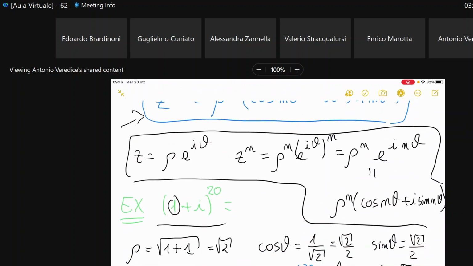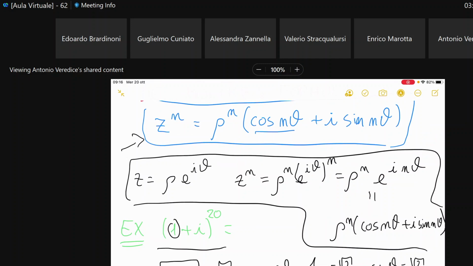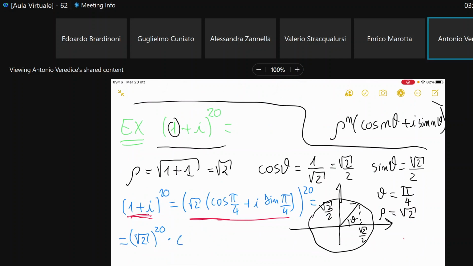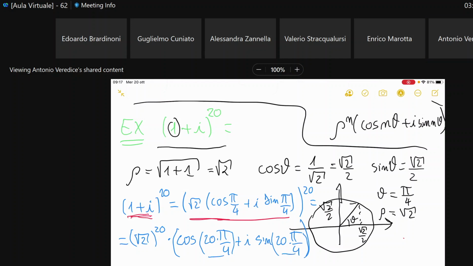Rho to the n, in this case, is square root of 2 to the n, to the power of 20, times cosine of n theta plus I sine of n theta. Okay, cosine of n theta, in this case, is cosine of 20 times pi over 4, plus I times sine of 20 times pi over 4. Okay? 20 times pi over 4 is an angle. So, let's talk about this angle.